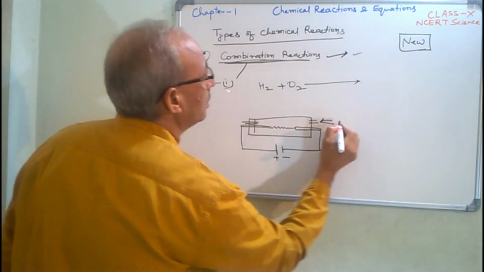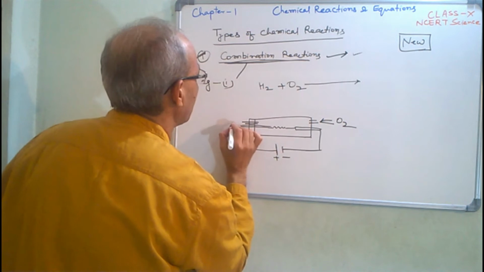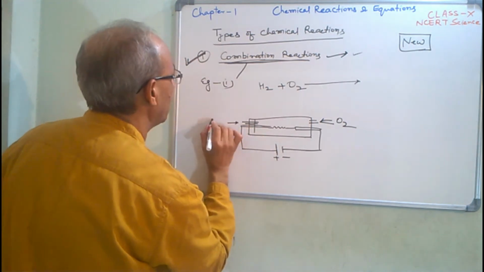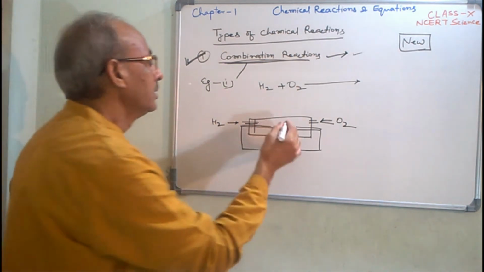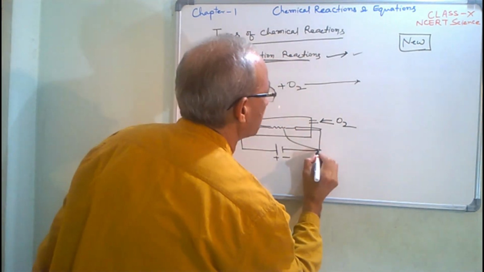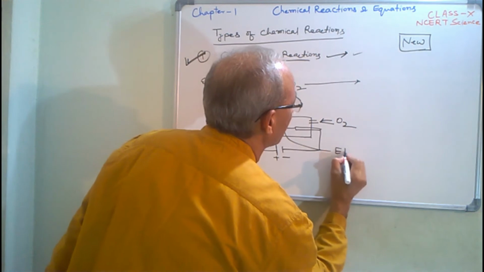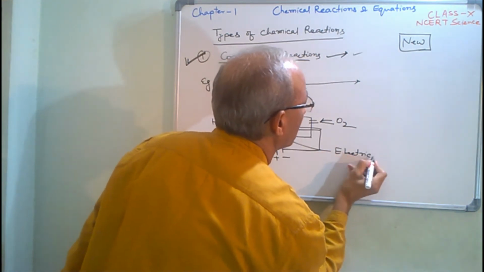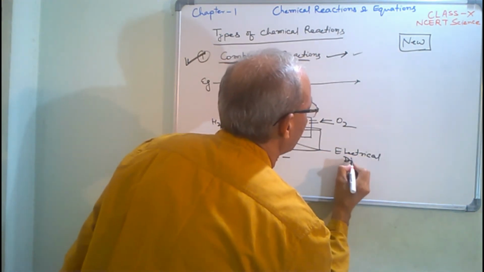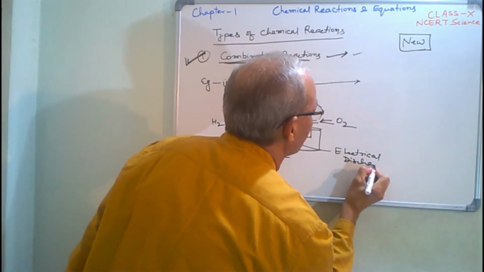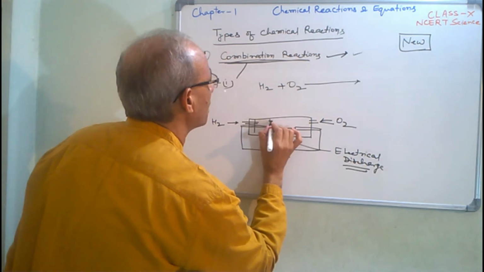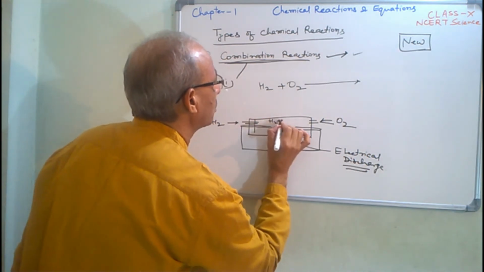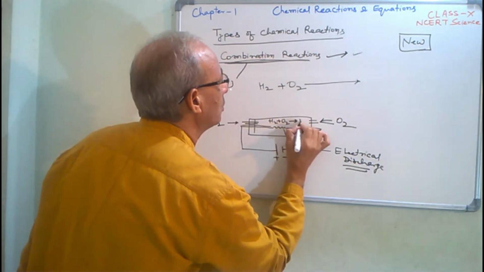By this glass tube oxygen gas is supplied, and by this glass tube hydrogen gas is supplied, and electrical discharge is here. Due to electrical discharge here, the oxygen and hydrogen combine together to form water.